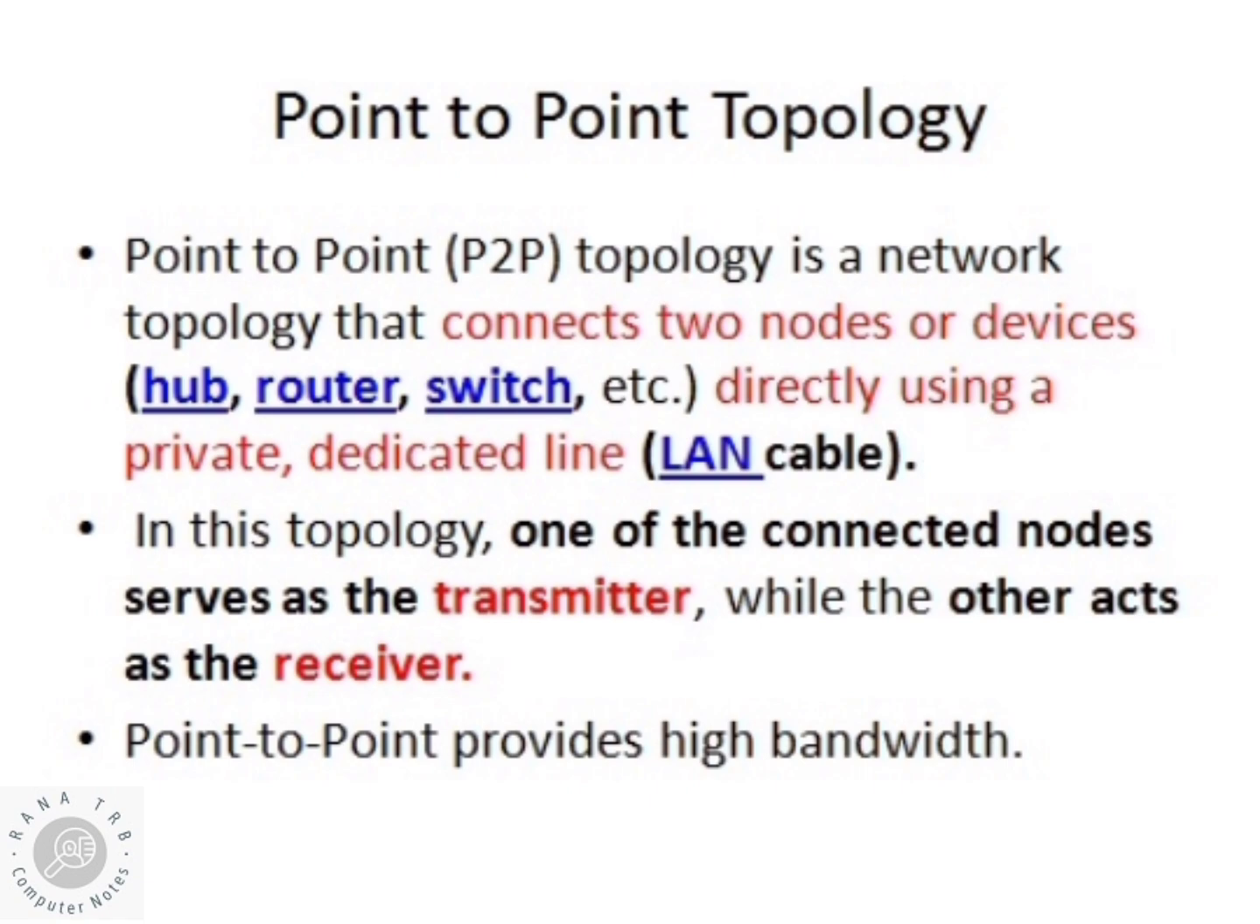It can be either a hub or a switch or a router. It can be directly connected by using either a private or a dedicated cable, that is, a LAN cable. By connecting these two devices, one serves as a transmitter and one acts as a receiver. Because of the point-to-point connection, it provides high bandwidth.